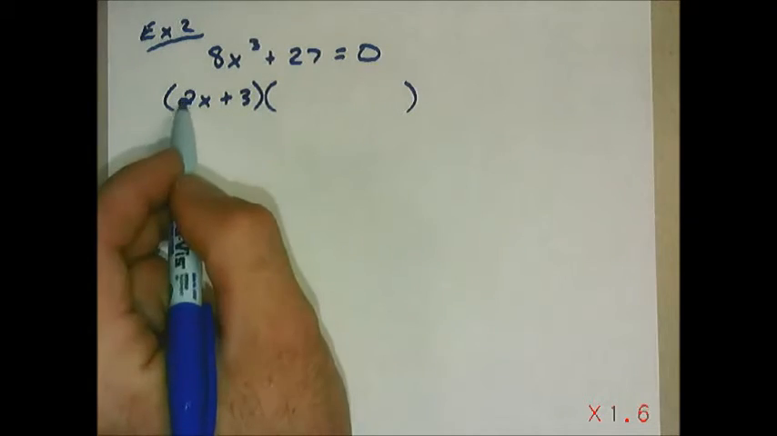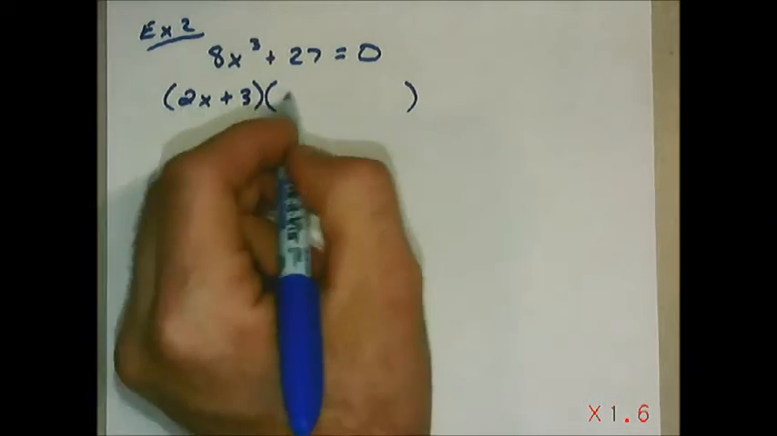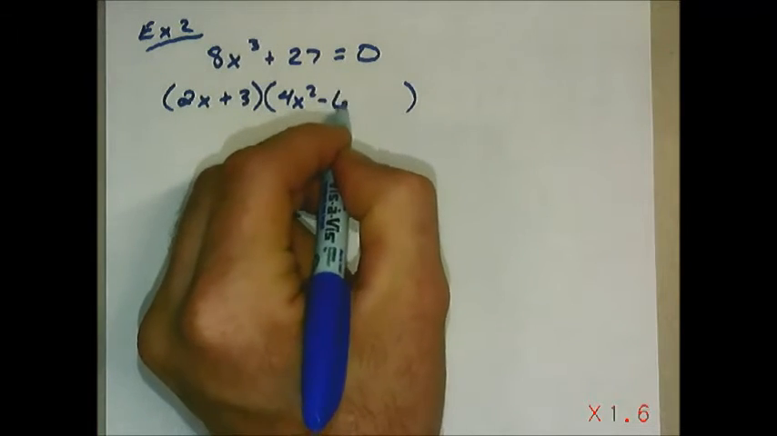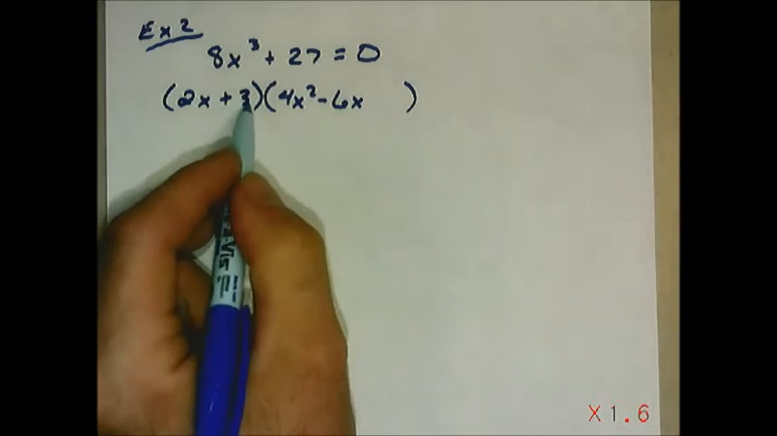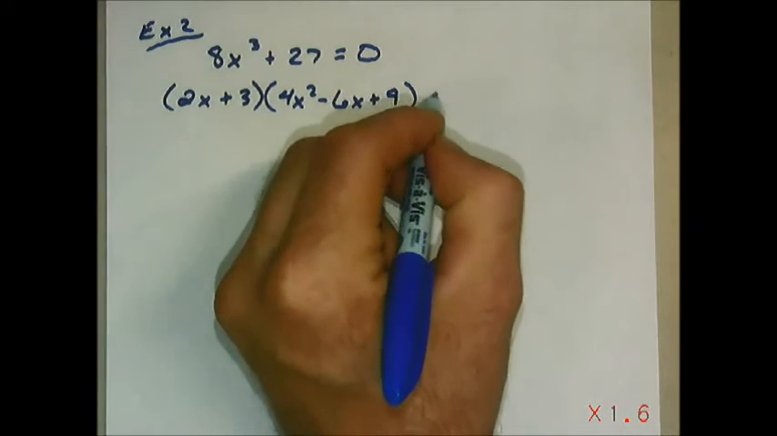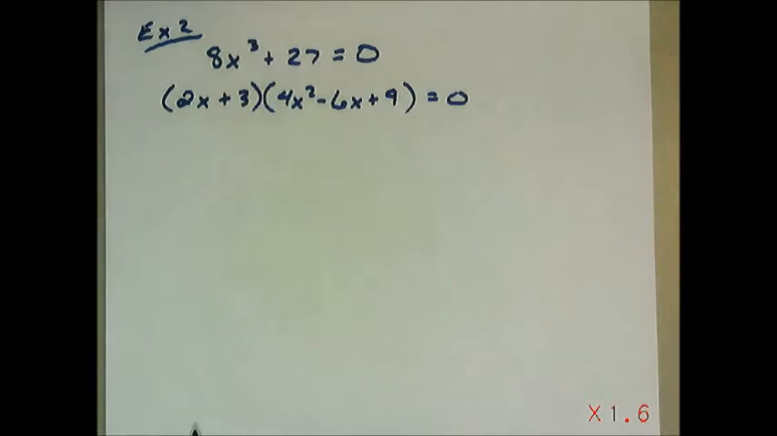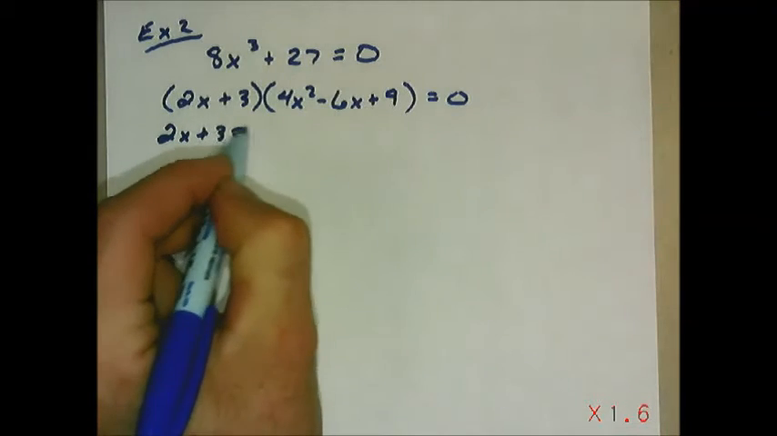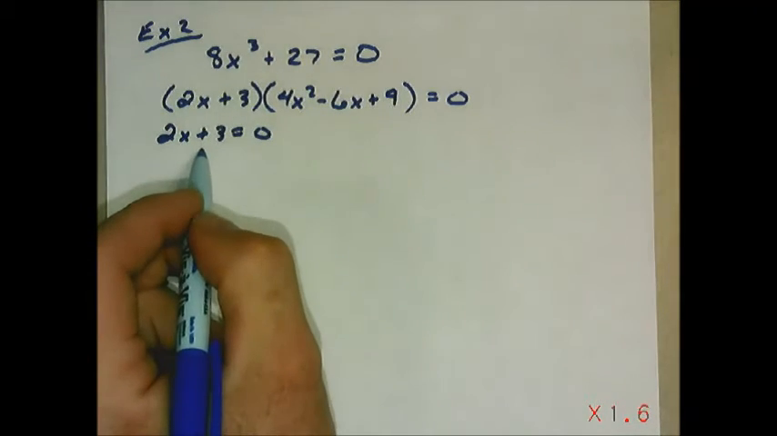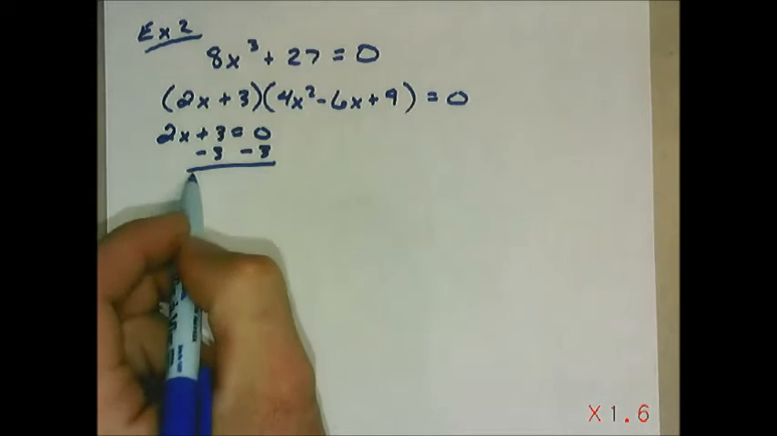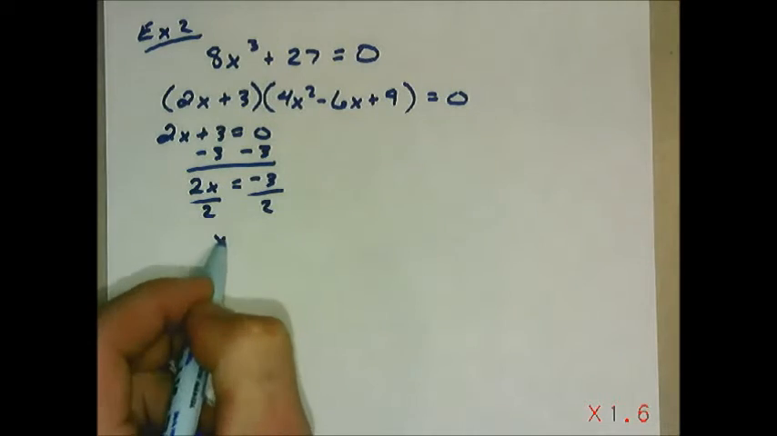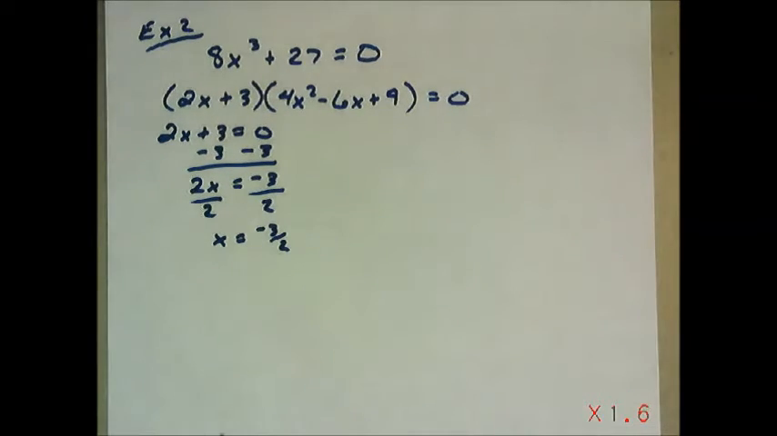To get our trinomial, we're going to square the first term. So 2x times 2x gives us 4x squared. Multiply the two together and change the sign. So minus 6x. And 3 times 3 gives us plus 9. Remember that last term is always positive when we factor our cubics. If we go ahead and set our first term equal to 0, solving for x, we end up with 2x equals negative 3, divide by 2, and x equals negative 3 halves.